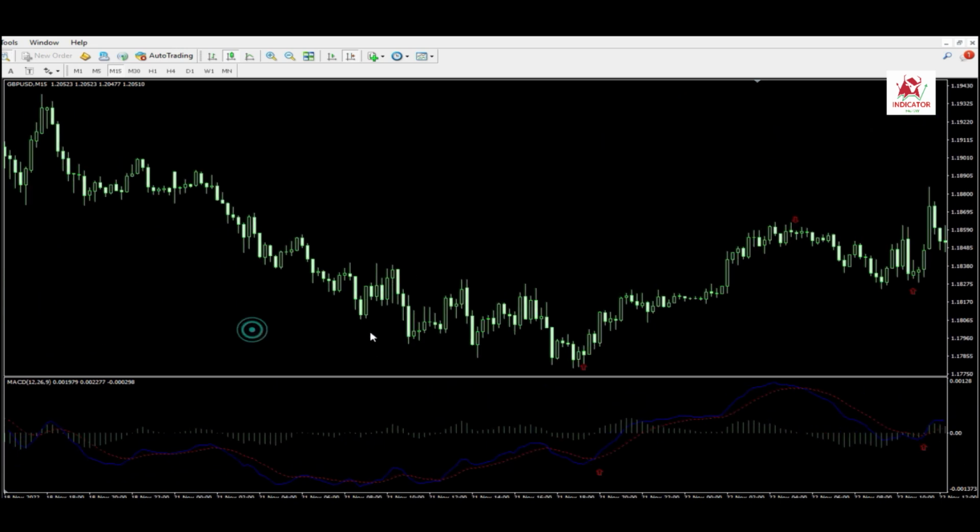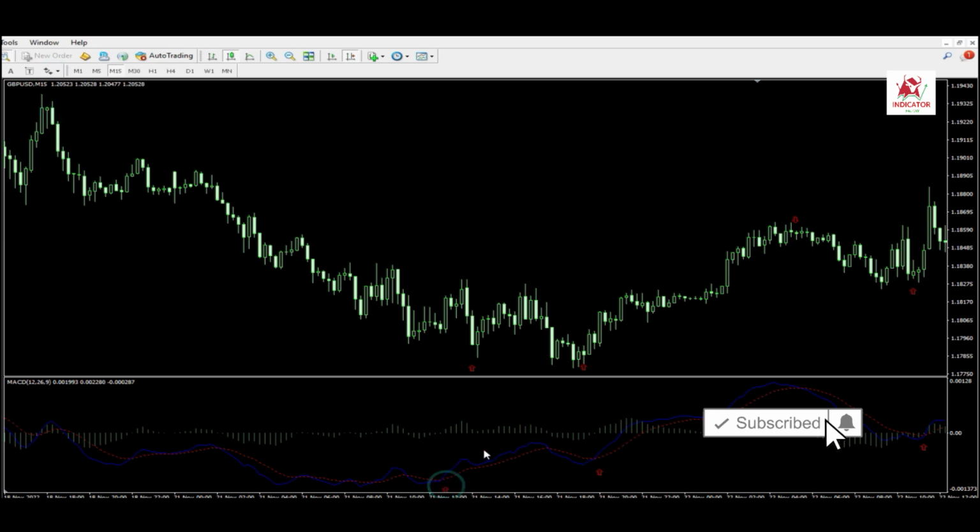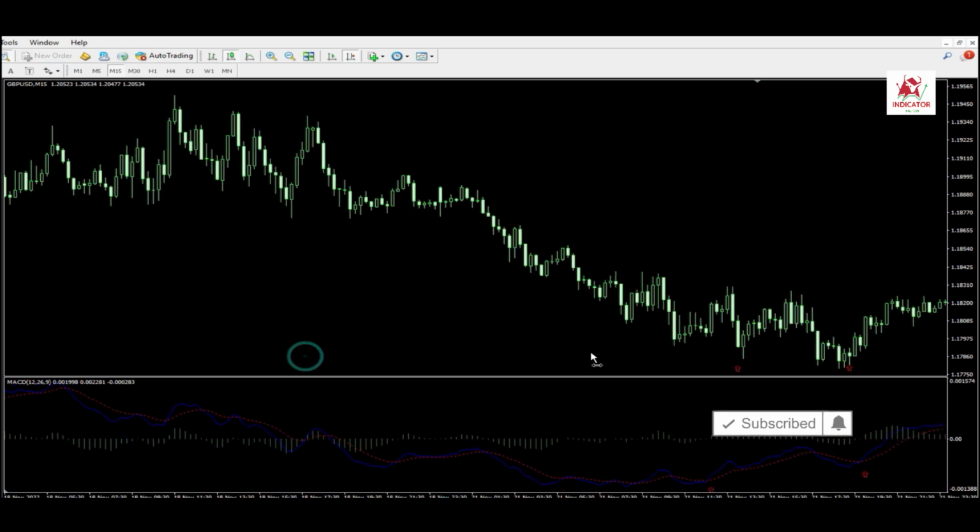Sell setup: MACD should cross above the signal line. MACD should cross above the zero line. Go short when MACD crosses below its signal line. Place stop loss near the swing high and take profit around the next support area.